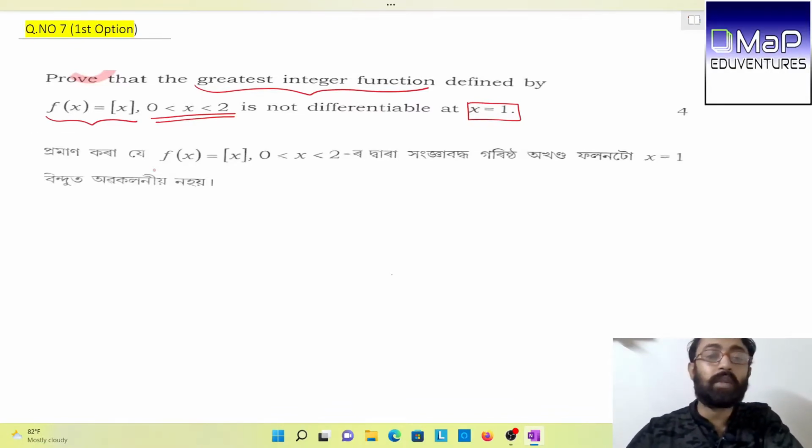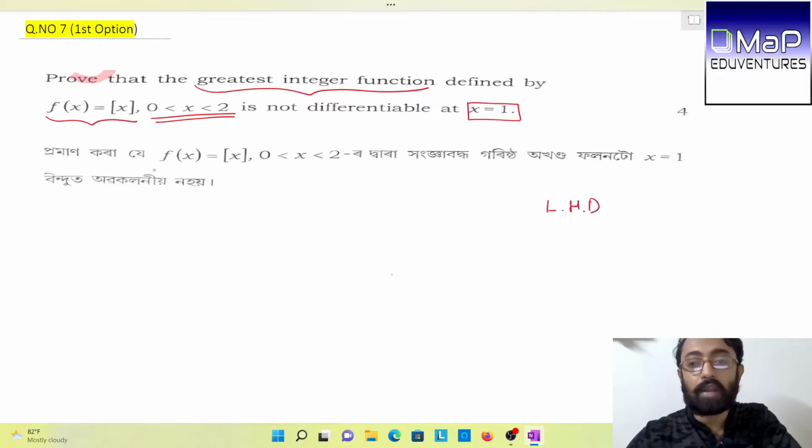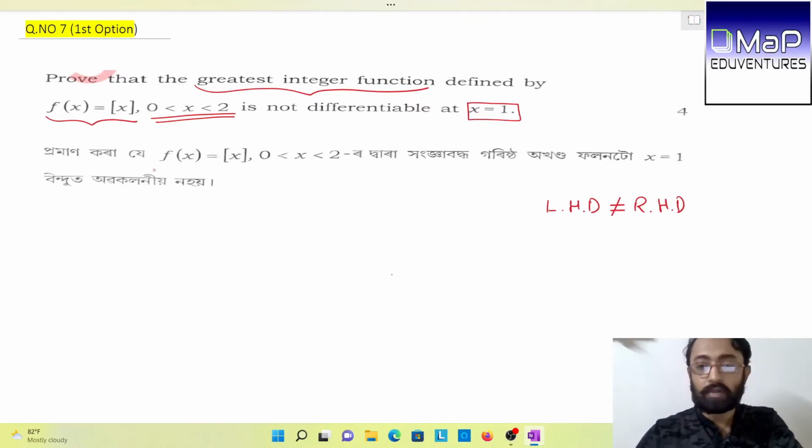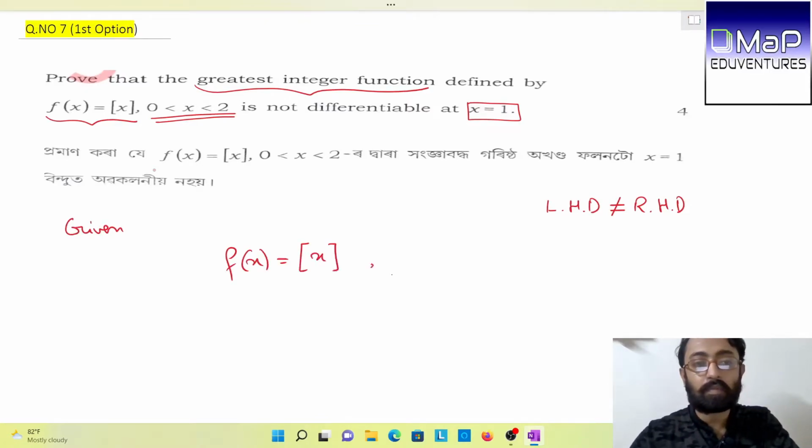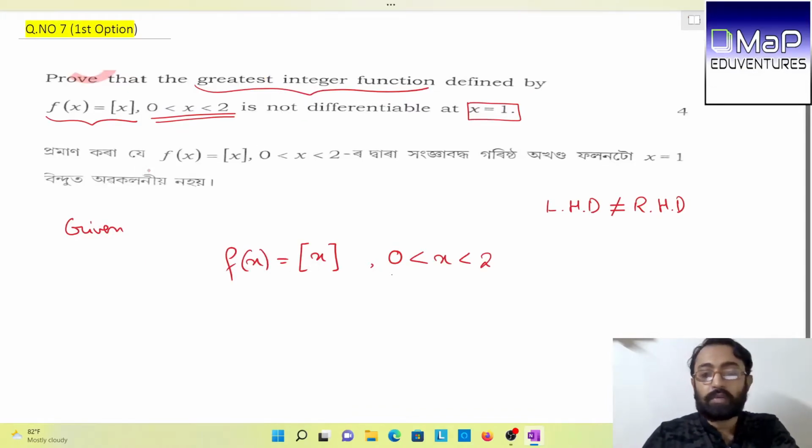So what is the rule for checking differentiability? We have to check the left hand derivative and the right hand derivative, whether their values are equal or not. If equal then it is differentiable, if not equal it is not differentiable. So the complete work is that we will find the left hand and right hand derivative. Okay, so we write what is given. So this is our given.